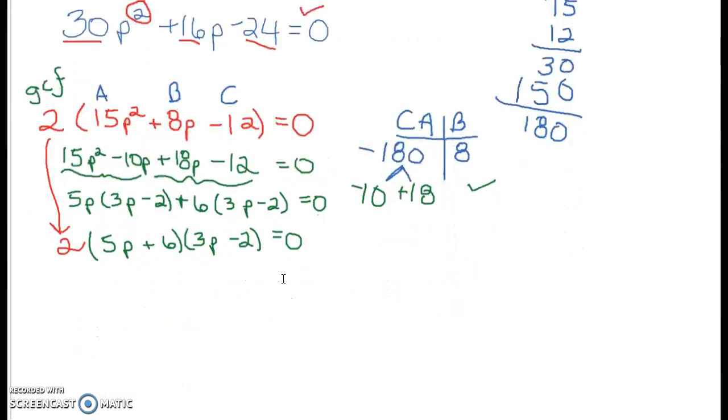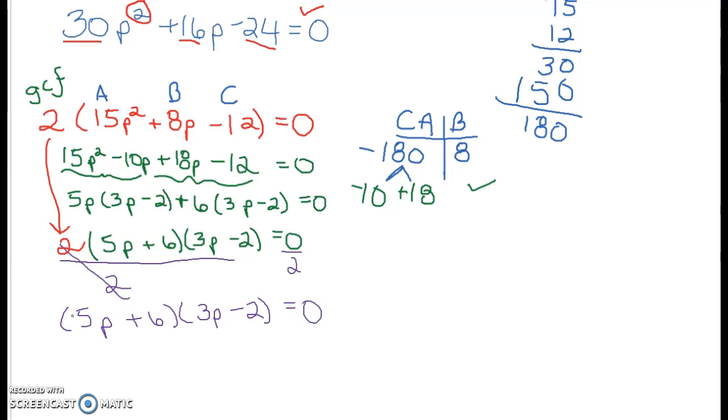Let me give myself some more space here. There we go. Alright, so now I need to solve. Okay, so the 2, we said if it's just a number, it divides off. I don't know if you like to see the dividing by 2, but in any case, it goes away. And you're left with 5p plus 6 times 3p minus 2 equals 0.